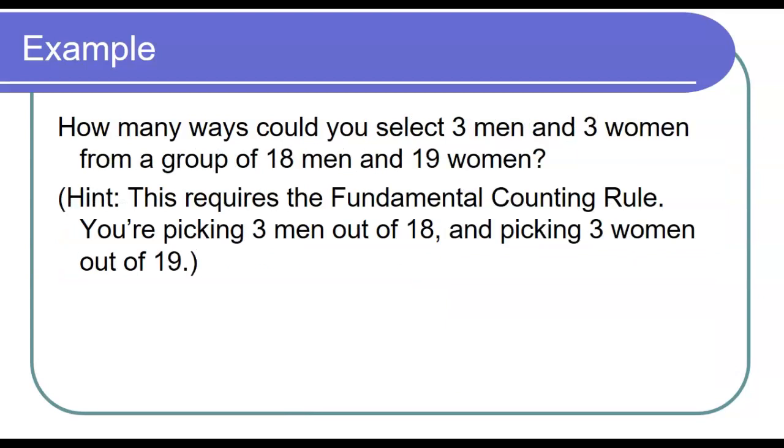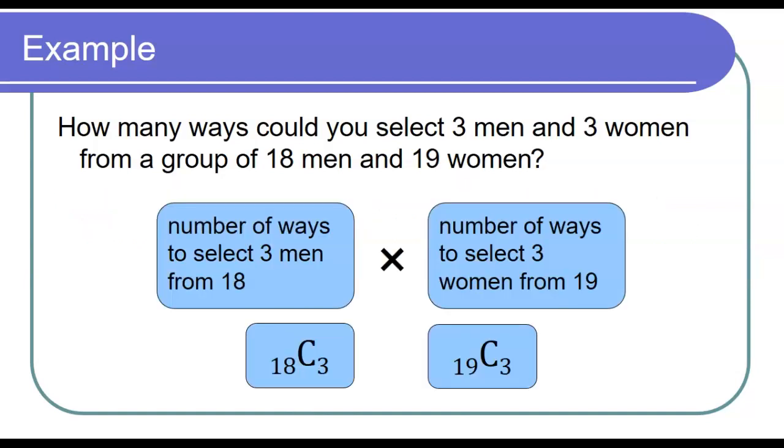How many ways could you select 3 men and 3 women from a group of 18 men and 19 women? Oh, now this is a little more complicated because we're going to be using the fundamental counting rule and the rule about combinations. We're making a sequence of choices. We're picking 3 men out of the 18 men that we have to choose from, and we're picking 3 women out of the 19 women that we have to choose from.